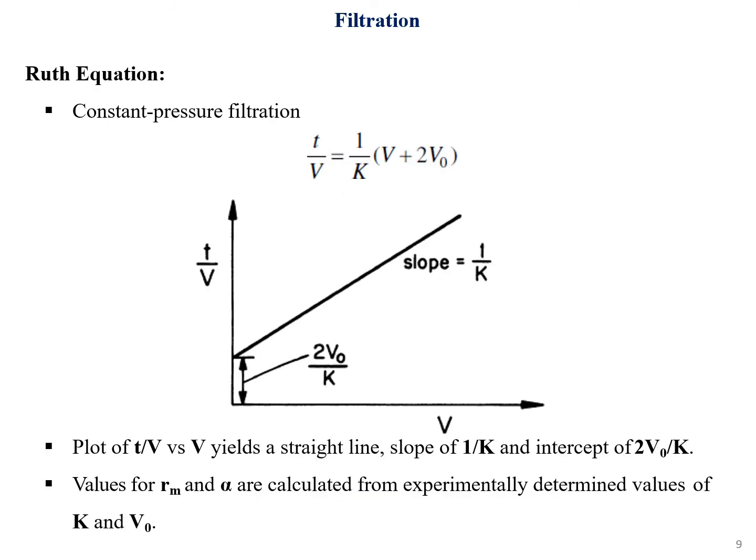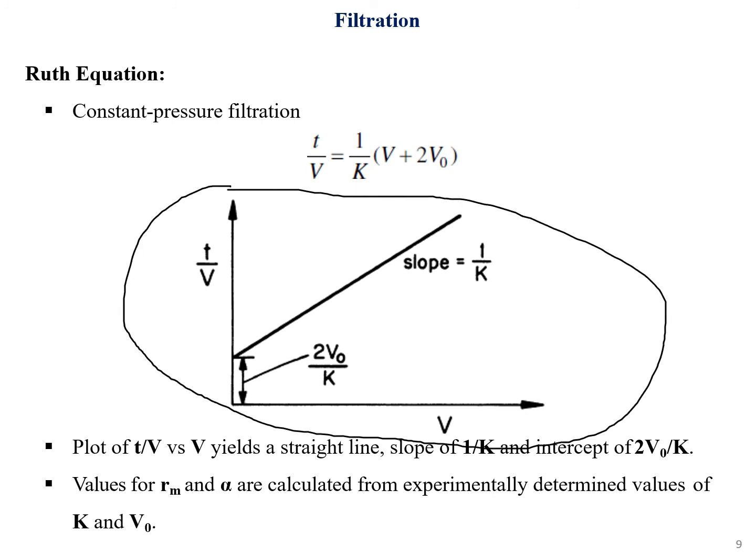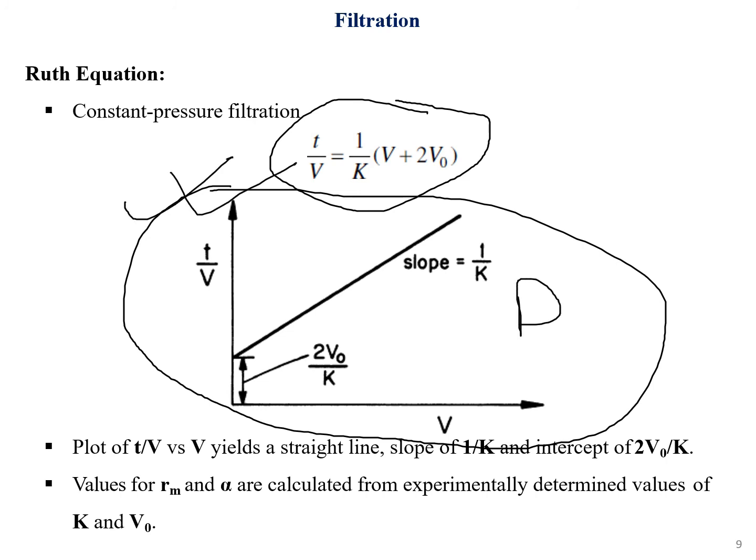From there on, the constant pressure filtration, so the Routh equation has a graph of this particular thing. All right, so this is the graph for the Routh equation, in which t by v equals 1 by k, which can be written as, we just studied about, v squared plus 2v v0 equals kt. So which can be further written as t by v equals 1 by k in bracket v plus 2v0, in which the graph is given as this, the particular Routh equation graph.